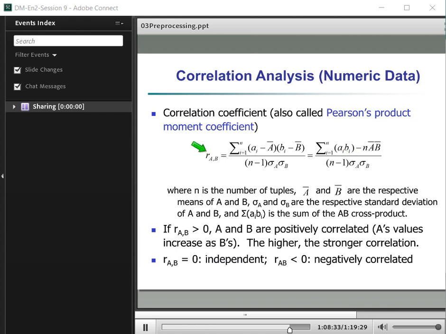You can calculate using this data: the number of samples, values of different samples, the mean value of different features, and the standard deviation of those features. You can simply calculate the Pearson product moment coefficient, or correlation coefficient.